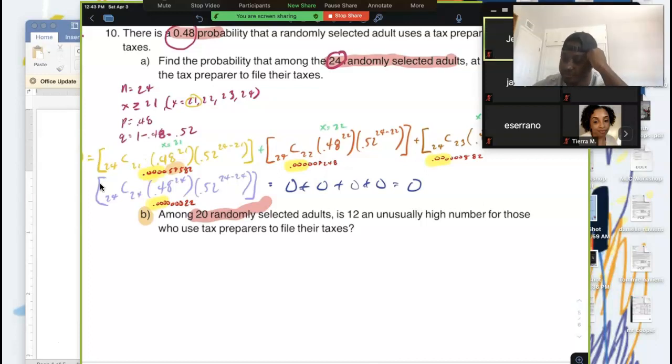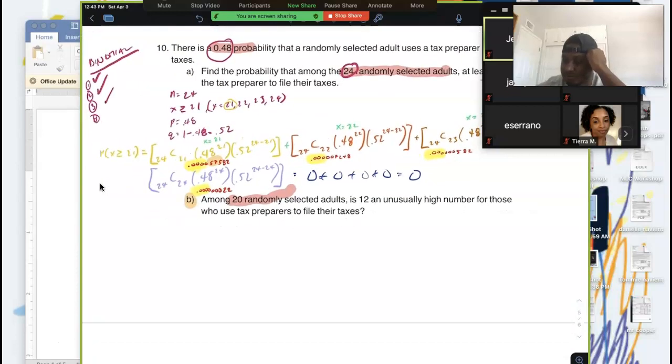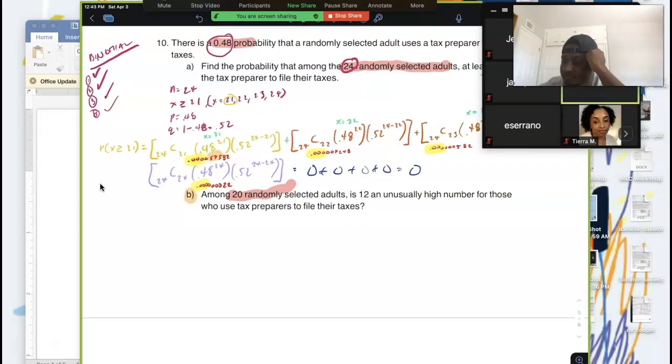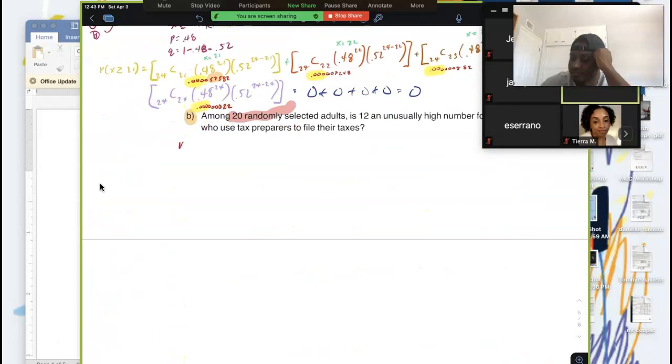All right, so what do you guys think? So we know it's binomial, right? And then what do we do from there? Right. So what did you guys get for n? Whoa, whoa, whoa. So n is going to be 20 because now you have a sample of 20. What about your x?